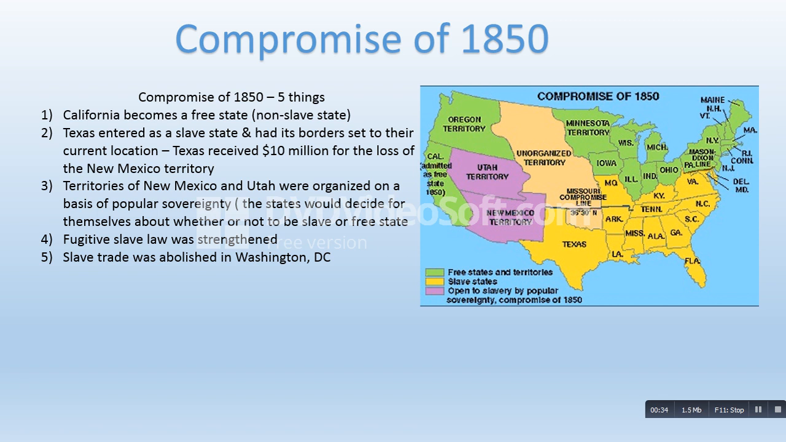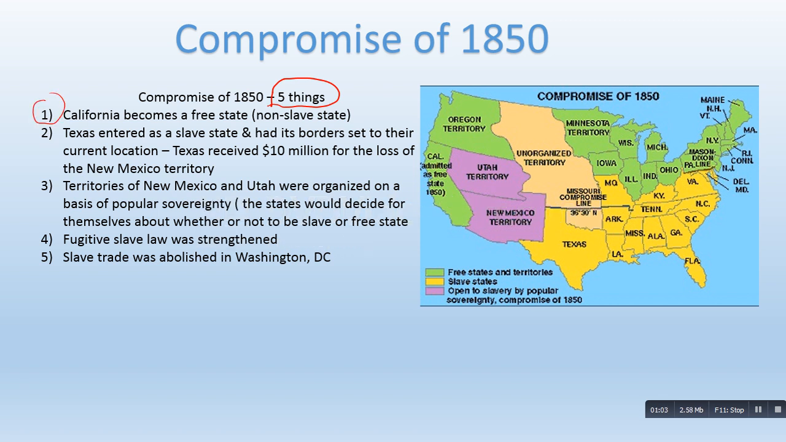Well, we already have heard about the Missouri Compromise before. Now, another compromise, a very, very significant one, called the Compromise of 1850. And it did five main things. And remember, in a compromise, no one gets everything that they want. So you're going to have some people who are satisfied and others that are not quite so satisfied. So the first thing, California becomes a free state, a non-slave state.